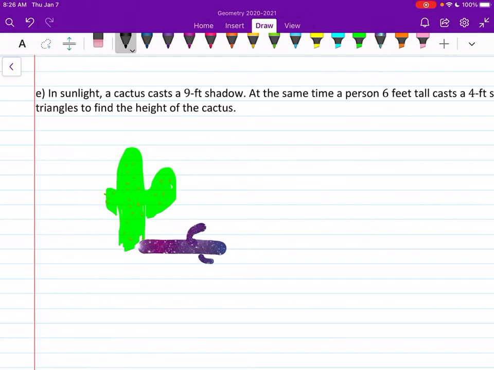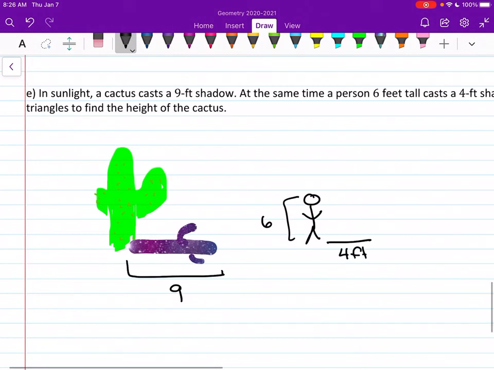Okay, so we got 9 feet here. At the same time, a person 6 feet tall casts a shadow that's 4 feet. Find the height of the cactus. Okay, so we got our sunshine here. We need some sunshine. All right. Okay, so find the height of the cactus.